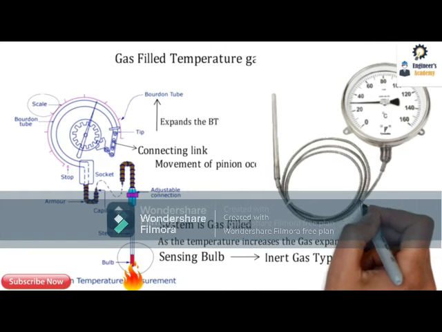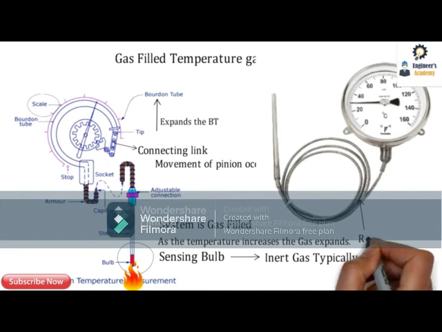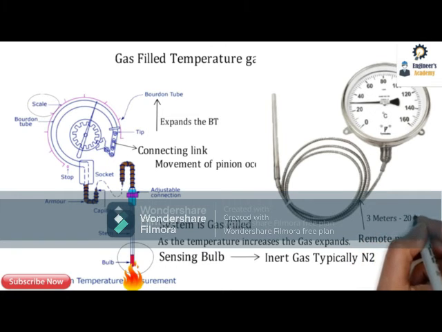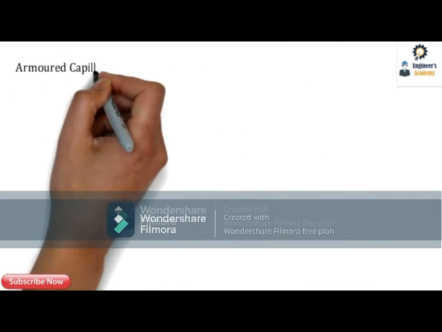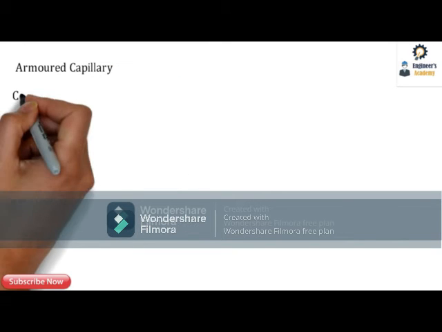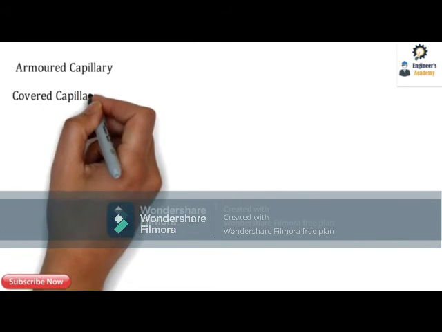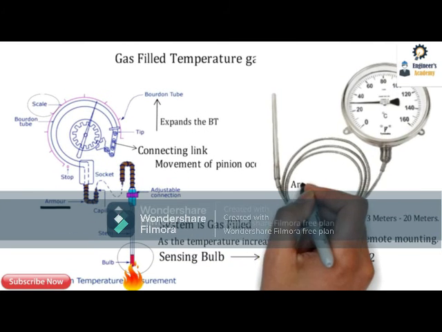Over here, this is the industrial representation of the gas filled temperature gauge. And guys, this is the remote mounting capillary. The typical length of the capillary ranges from 3 meters up to 20 meters basically. So guys, this is the armored type capillary. There are two types of capillary system: the first one is the armored capillary and the second one is the covered capillary.